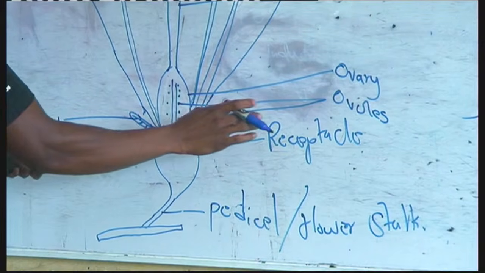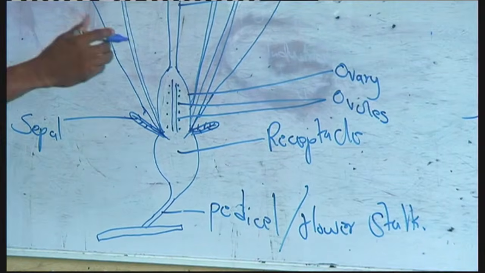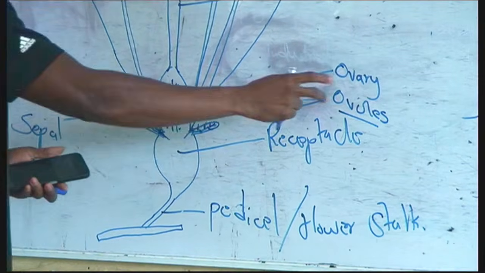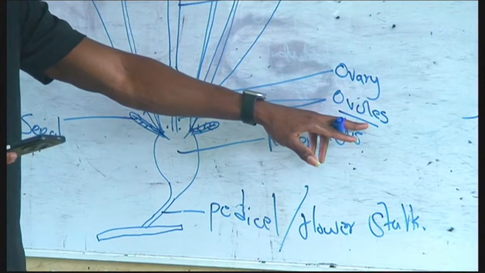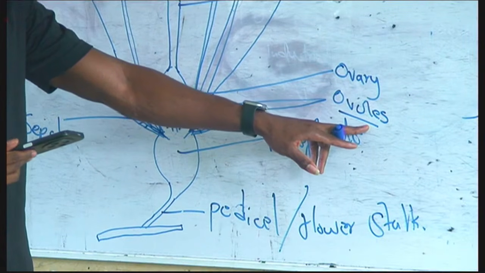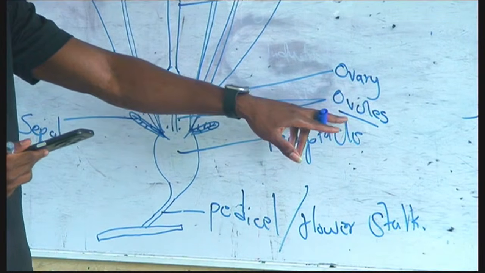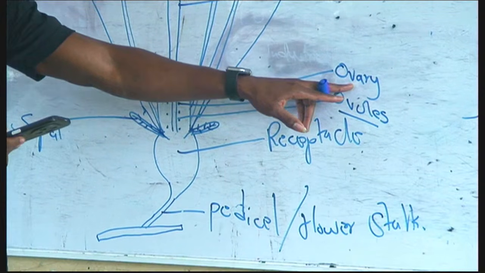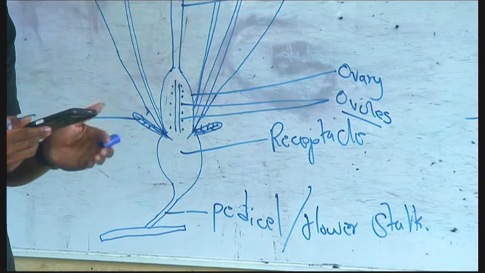And then above it we have the ovary. The ovary produces the ovules. And when we talk of the ovary, the ovules develop into seeds. That is the part of a flower that develops into seeds. And the ovary, being that it bears the ovules, is the part of the flower that develops into the fruit wall. It is the part of a flower that makes the fruit wall.